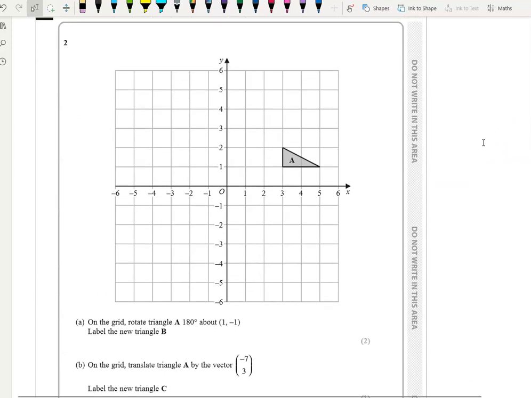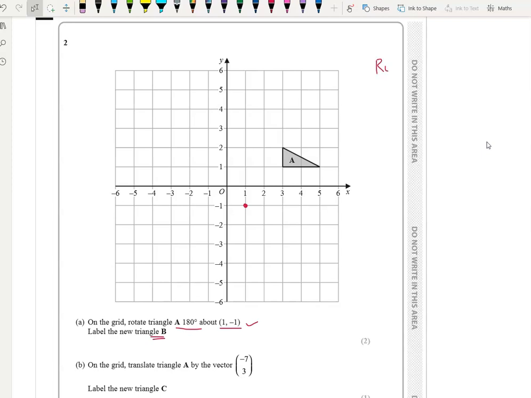On the grid, rotate triangle A 180 degrees about (1, -1). Label the new triangle B. So we need to rotate triangle A by 180 degrees, but the center is (1, -1), so this point is the center of rotation. Now if you have tracing paper, it is very easy, you can trace out the triangle and rotate it 180 degrees and you can get your image. But in case you don't have tracing paper, then we can do this method.